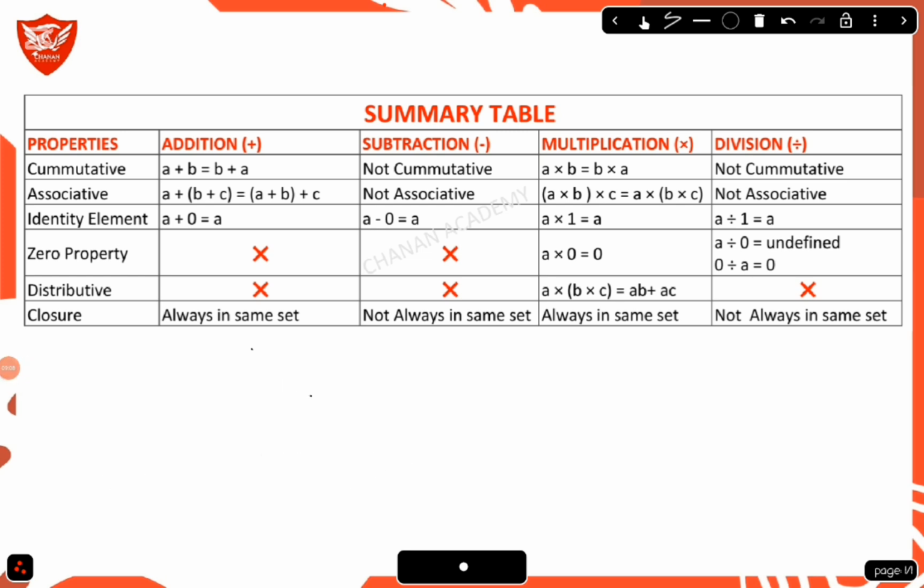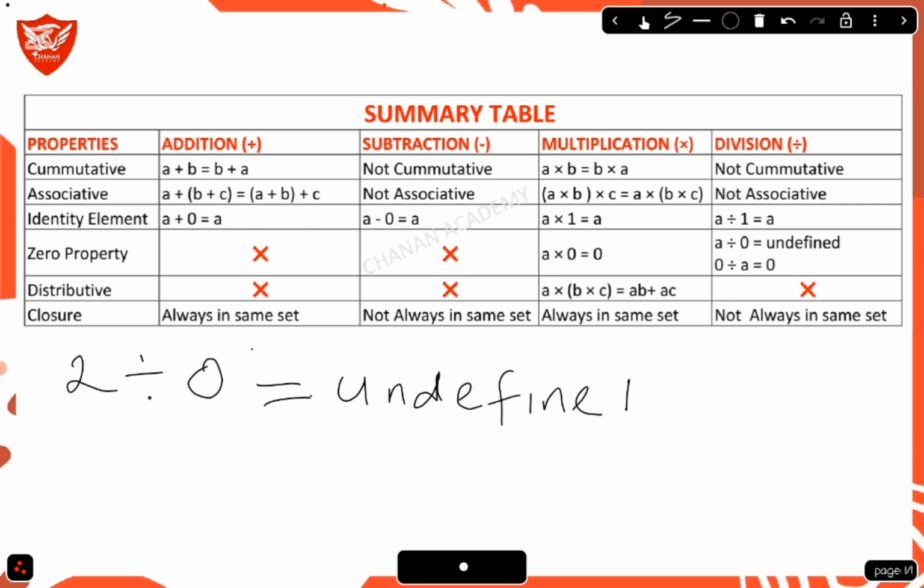Alright, for the zero property, addition and subtraction don't have a zero property. You can see I only explained the division because it's a bit confusing. You try the multiplication yourself. For the division, if you have 2 divided by 0, the answer is undefined. So what does it mean to say undefined?